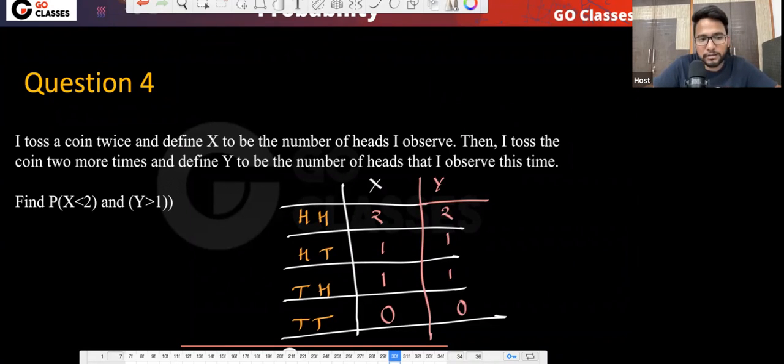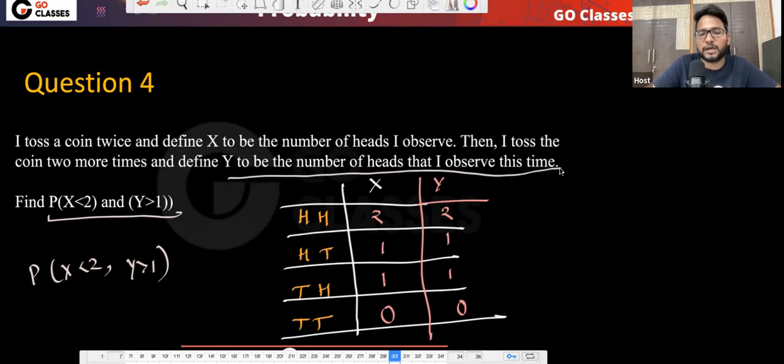Now they're asking for this joint probability distribution, which is the probability of x less than 2, comma, y greater than 1, which means AND; comma means AND. Why the same? Because y is also defined in the same way. Y is the number of heads that I observe this time. If you're tossing it two times, again here you will have these four possibilities. So here just 2, and then 1, 1, 0, right?